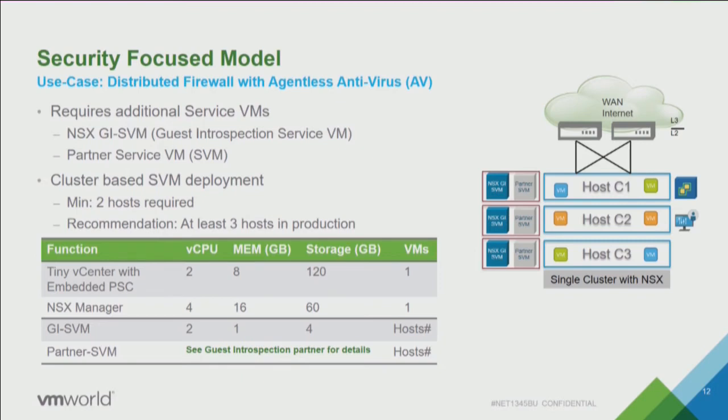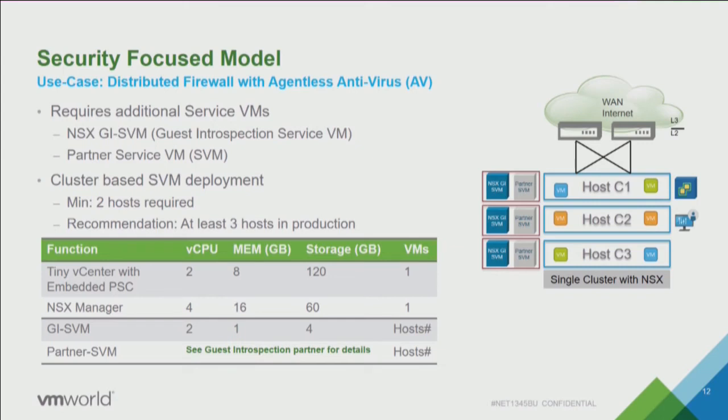Now, when you're deploying agentless AV, you have to remember that you are adding additional virtual machines to your footprint. One is the GI SVM, Guest Introspection SVM, which is a very tiny VM, does not take a lot. And then a partner SVM, right? So your Symantec or Trend Micro service VM is deployed. When you're deploying it in a single cluster, you have to remember that this is a cluster level operation. So when you enable agentless AV, all your ESXi hosts will get these service VMs, 2 service VMs per ESXi host. You cannot pick and choose, right? So that is what you need to remember.